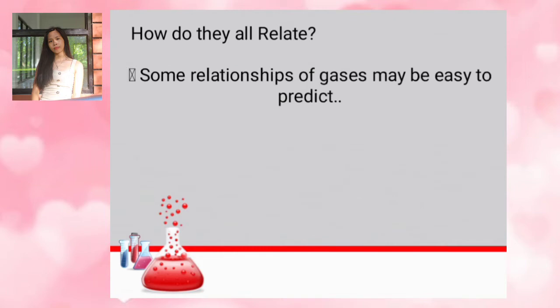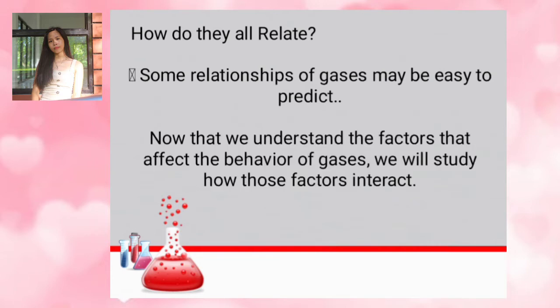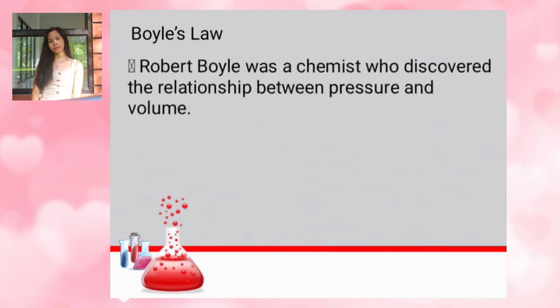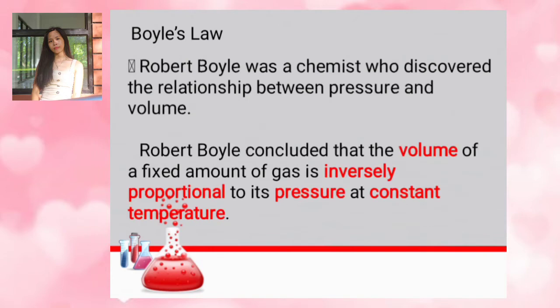How do they all relate? Some relationships of gases may be easy to predict. Now that we understand the factors that affect the behavior of gases, we will study how those factors interact. Robert Boyle was a chemist who discovered the relationship between pressure and volume. Robert Boyle concluded that the volume of a fixed amount of gas is inversely proportional to its pressure at constant temperature.